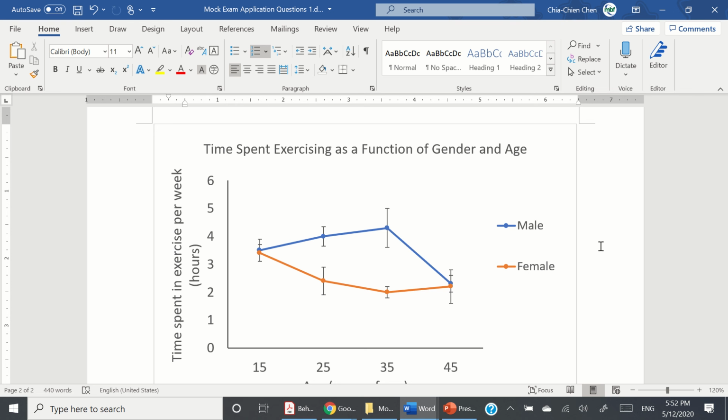However, when it comes to the amount of time spent at the gym, it really depends on the age bracket. At 15 or at 45 years of age, males and females do not spend significantly different amounts of time at the gym. However, at 25 and 35 years of age, males spend significantly more time exercising than the females.